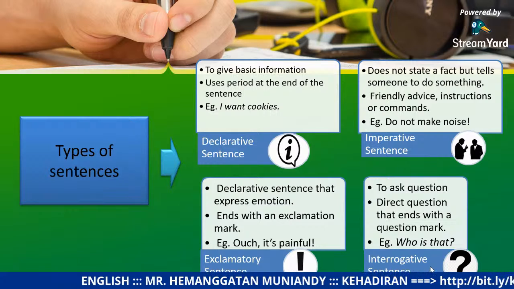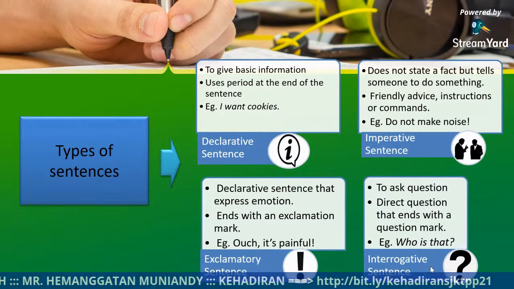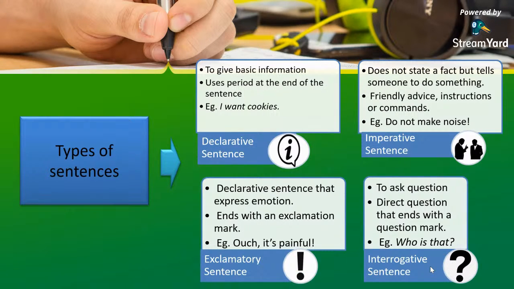The first one is a declarative sentence. Number two, imperative sentence, or sometimes we just call it imperatives. Number three, exclamatory sentence. And number four, interrogative sentence. All right? I hope you're still with me right now. Okay. As for the first one, declarative sentence. If you know, declaring means to inform or to give some information to someone. So this is the first very basic kind of sentence.